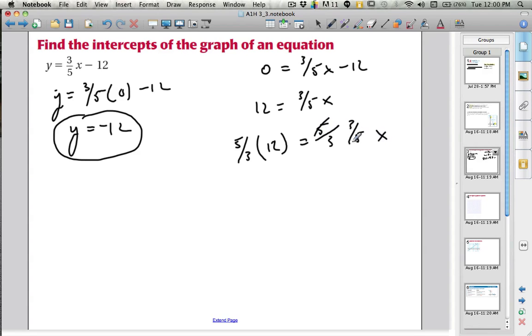Now, I know when I multiply something by its reciprocal, it's going to just equal 1x. And if we look at multiplying a fraction times an integer, we can always assume that the integer has a numerator that is the integer and a denominator of 1. So I know that 12 is 3 times 4. I know I can cancel the 3 with the 3. And I'll multiply 5 times 4 is 20 over 1. That's 20. So my intercept here is x is equal to 20.